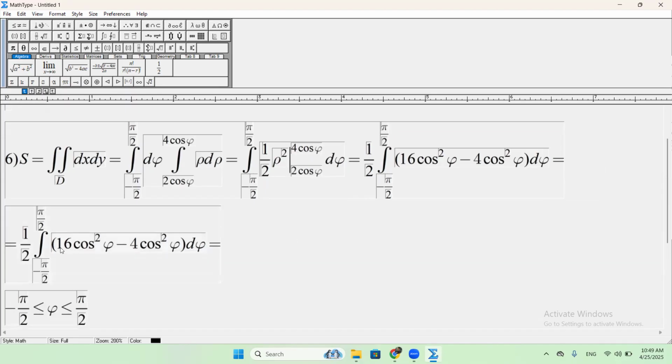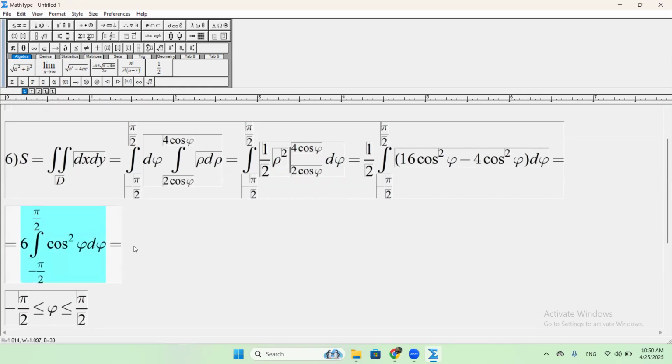So 12 cosine square of phi. Yeah, by the way, we can multiply by 1 over 2. We can even move 6 out of brackets, out of the integral sign. And this will be our integral. Also, we can see from the integrand that it is an even function, so we can simplify it by calculating from 0 to π over 2 and just multiplying by 2.